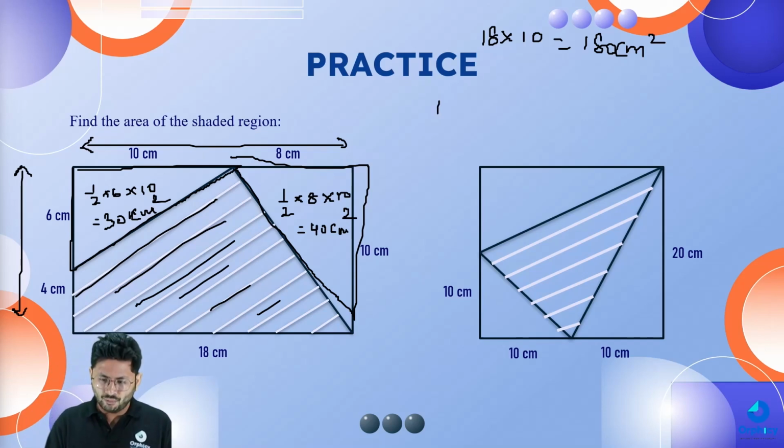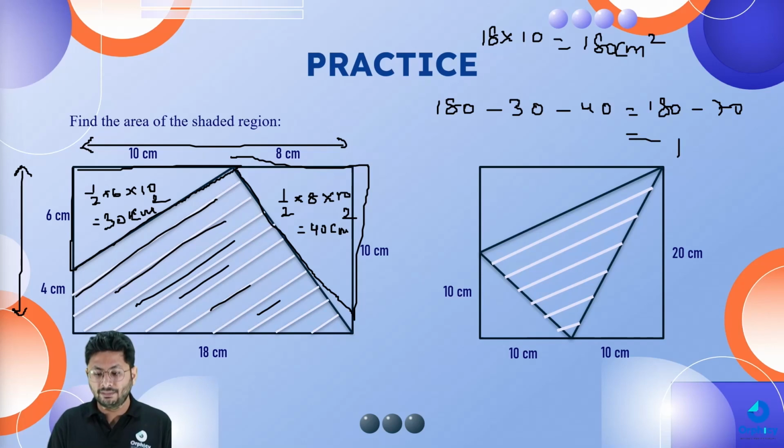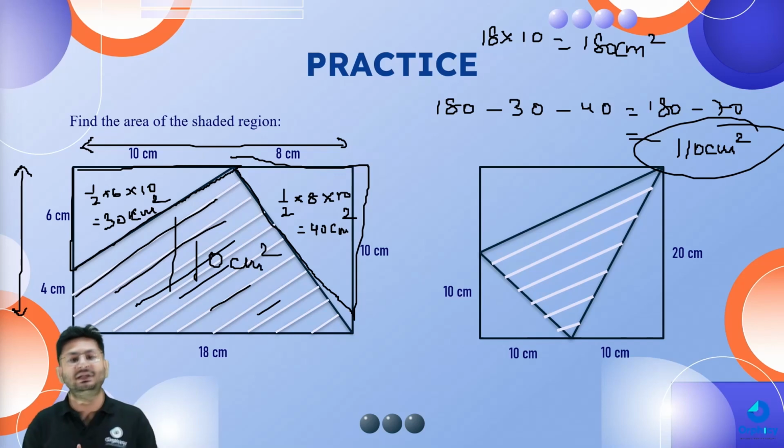So it will be 180 minus 30 minus 40 which is 180 minus 70 and the answer would be 110 centimeter square. This means its area is 110 centimeter square.